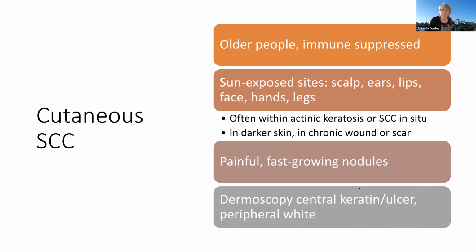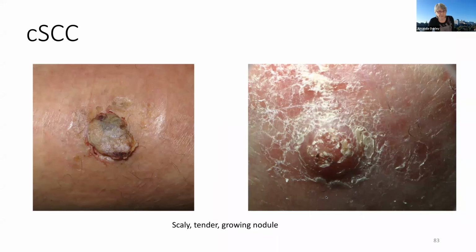Generally, they will arise from a pre-existing actinic keratosis, and less often from a pre-existing squamous cell carcinoma in situ. But they can occur also in dark skin, in chronically damaged skin, particularly in patients with severe trauma, a thermal burn, or a chronic wound. These present as tender, painful, fast-growing nodules. The dermoscopy shows central keratin.